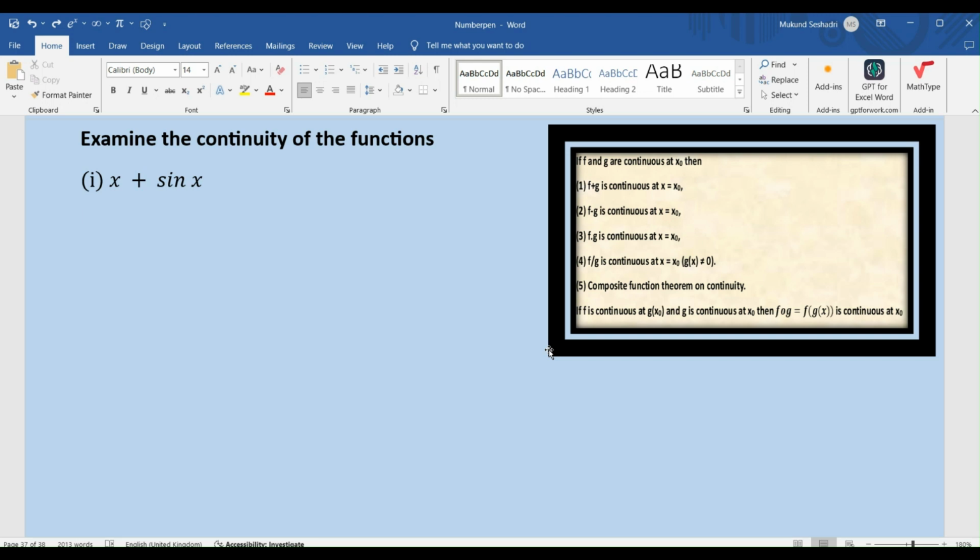So we have the problem on our screen. Examine the continuity of the function x plus sine x, right? So in this video and in the videos that are going to follow today, we're going to look at problems using the algebra of continuous functions, right? And I have put them up on the right of this particular screen.